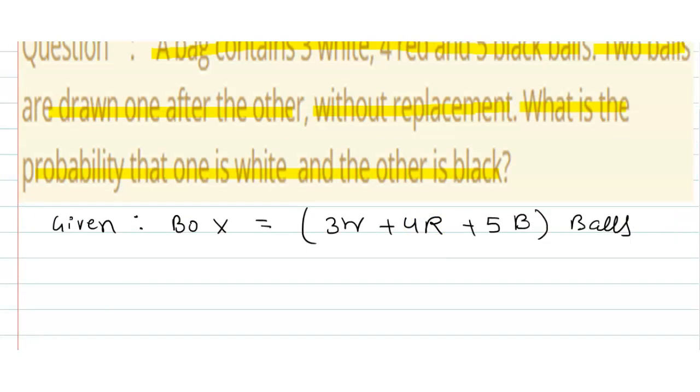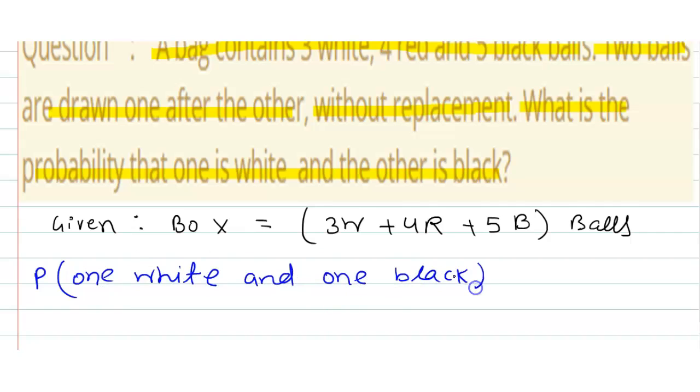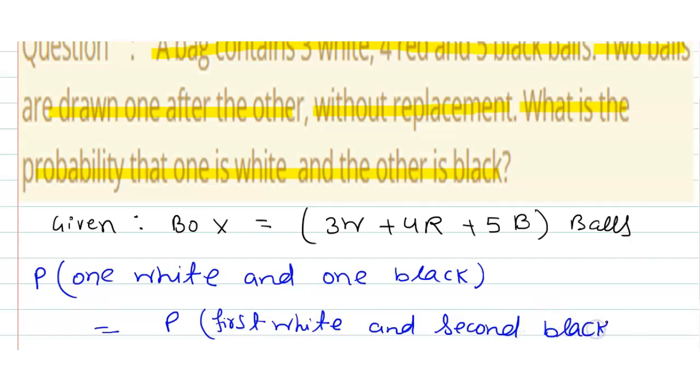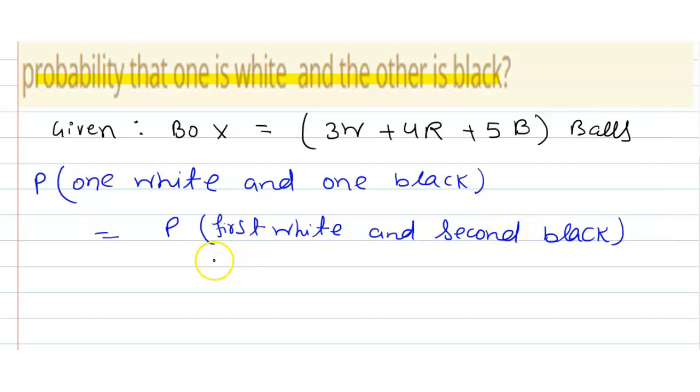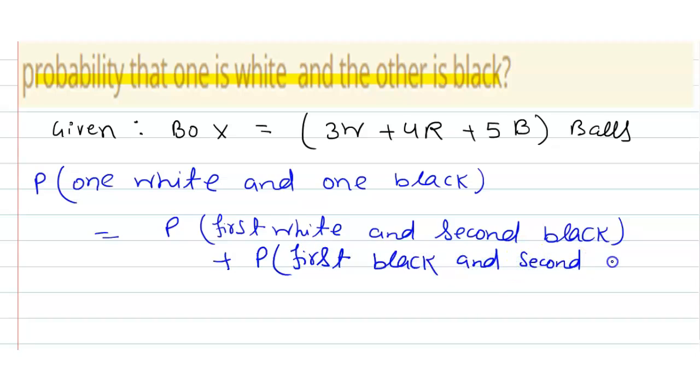So the probability of 1 white and 1 black is the probability of first white and second black, plus the probability of first black and second white.